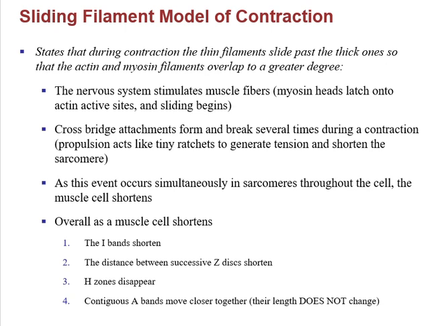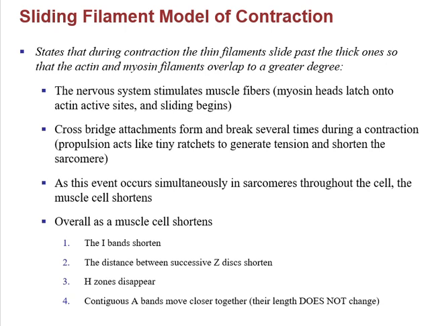So when the nervous system stimulates muscle fibers, the myosin head latches on to the actin active sites, and sliding, or increased overlap, begins. This interaction between myosin and actin forms what we call a cross bridge, and these cross bridge attachments form and break several times during a contraction, creating propulsion forces that act like tiny ratchets to generate tension and shorten again the sarcomere. So only the sarcomere shortens, but it's because of increased overlap of actin and myosin. Actin and myosin never shorten.